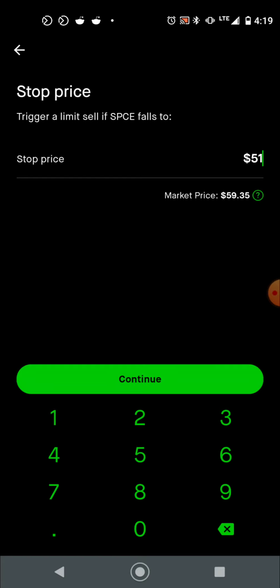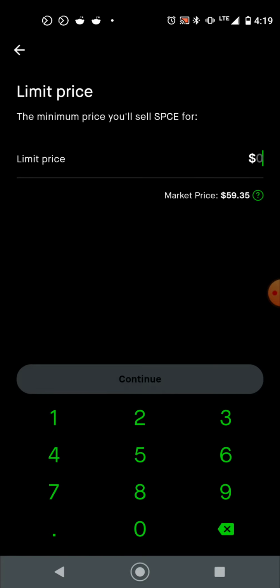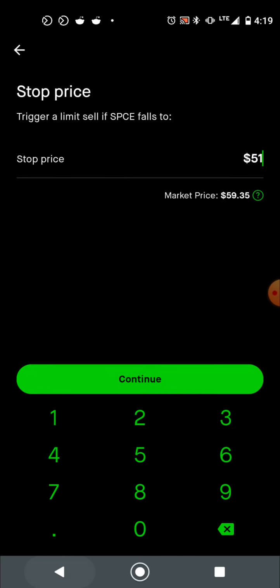So that means once the price drops down to $51 per share, it will activate my limit order. So that limit order may not go through if the price just drops below 51 but doesn't drop to 50. So the limit order has been activated at $51. You can also go the other direction. Once the price drops to 49, we'll activate the limit order for $50.